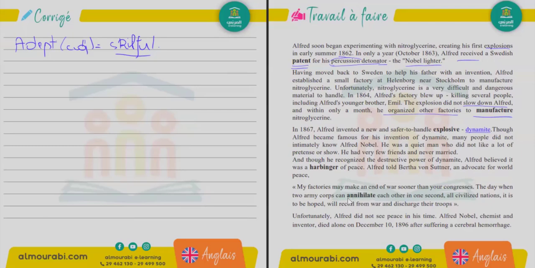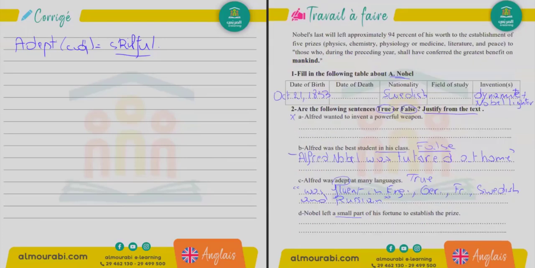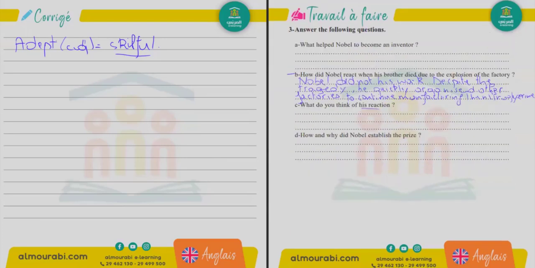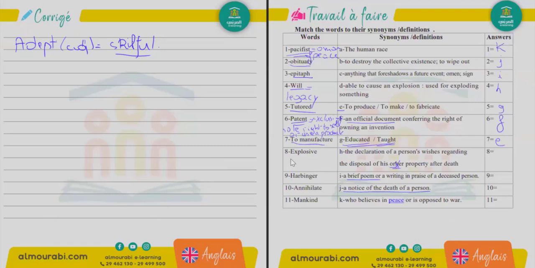Okay. And I didn't believe that this will annihilate the human species. Just a moment. Annihilate, harbinger, and explosive. Let's start with explosive. What is the meaning of explosive here from this table? Explosive, that's eight: able to cause an explosion. Exploding something. Yes, this is able to cause that explosion.